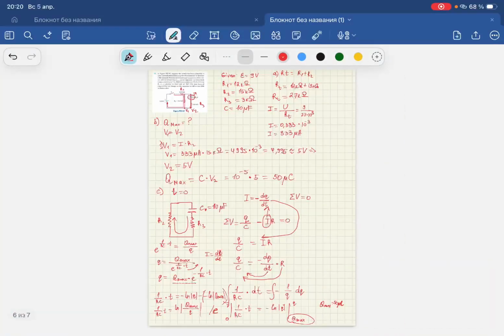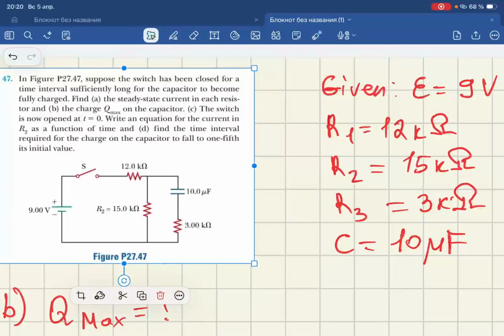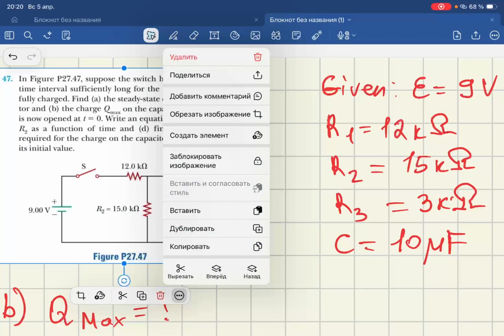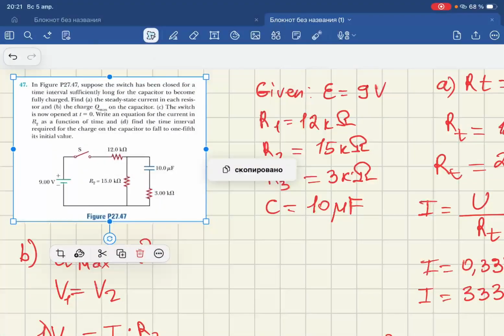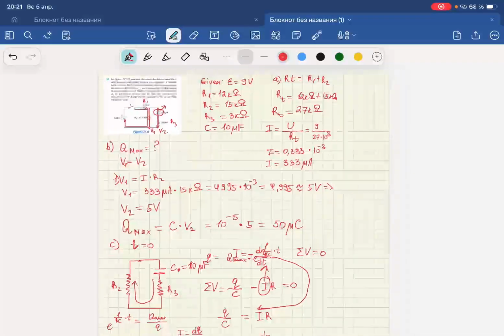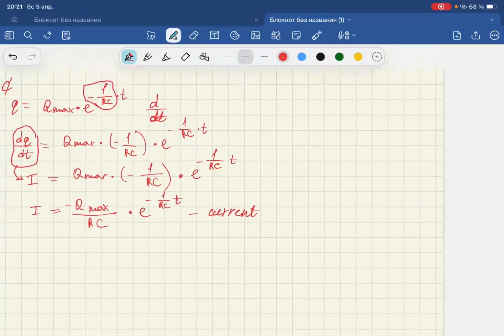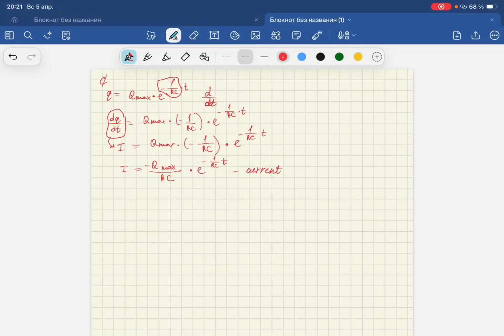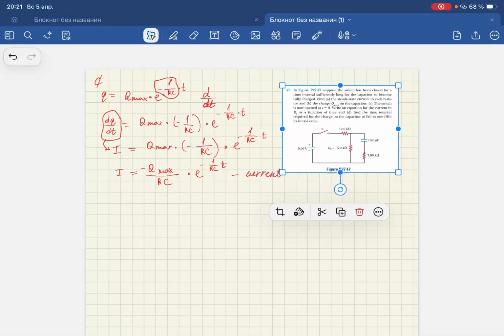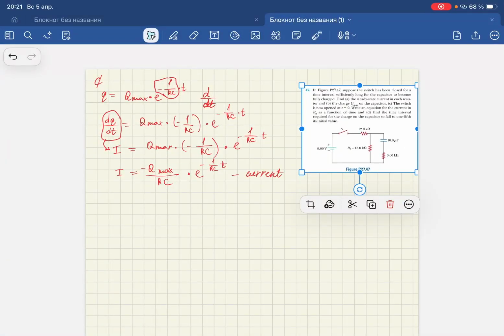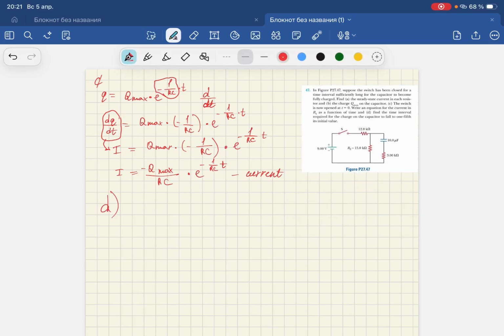Finally, maybe I will copy that photo. Yeah, I copied that photo and put it on the new page. Finally, in the D part, they ask: find the time interval required for the charge on the capacitor to fall to 1/5 of its initial value.